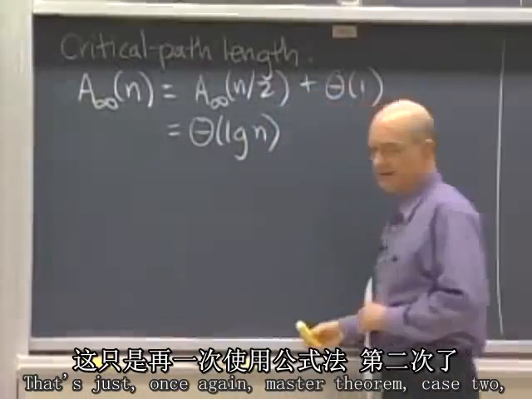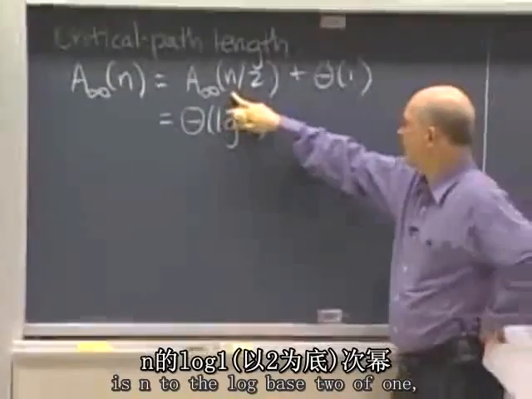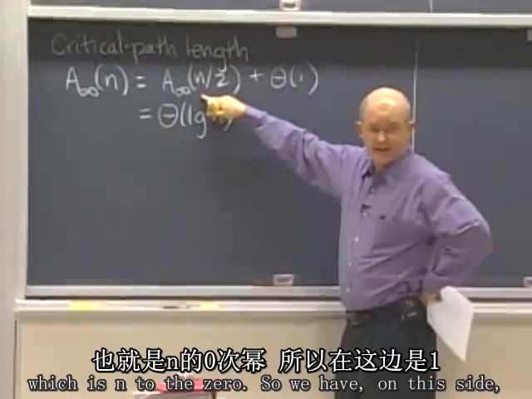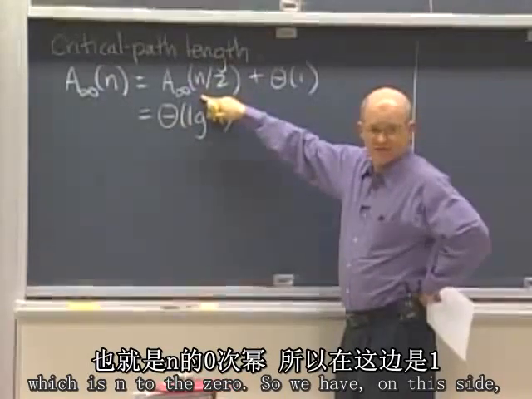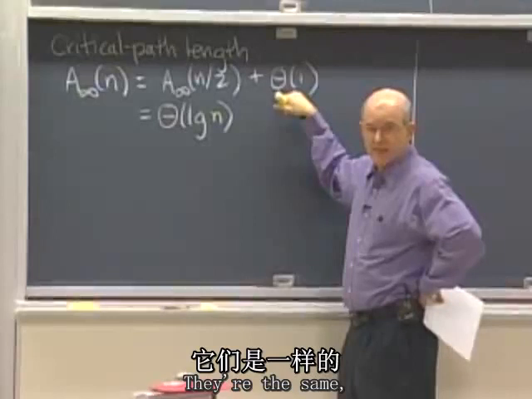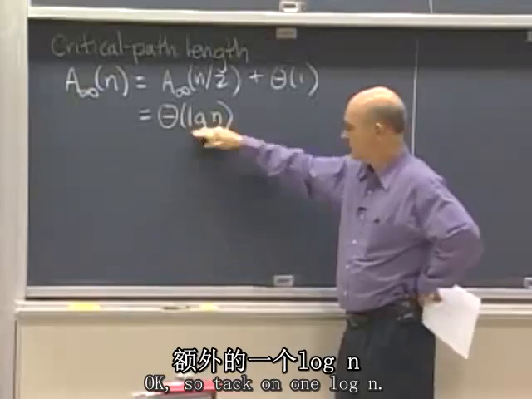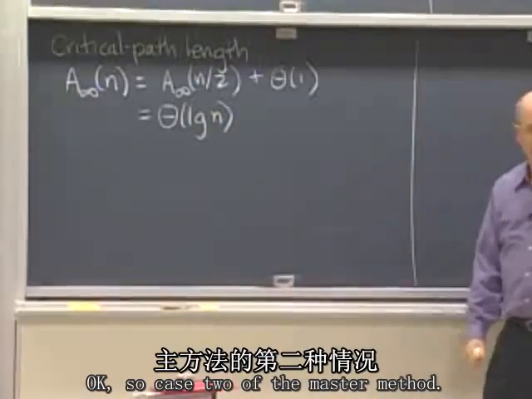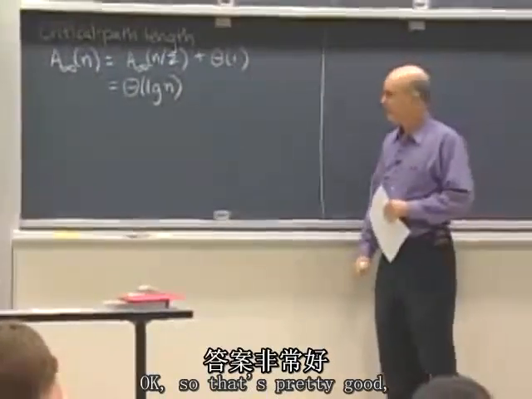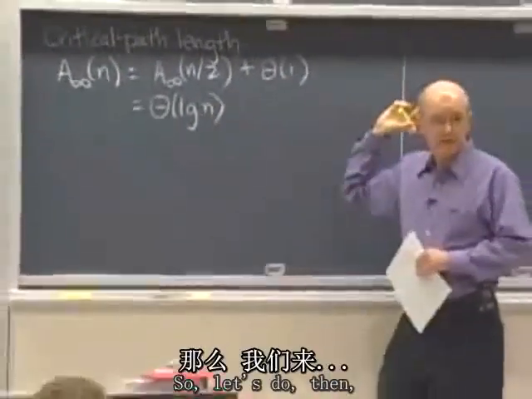Once again, master theorem case 2, because the solution to this is n to the log base 2 of 1, which is n to the 0. So on this side we have 1, and here we're comparing it with 1. They're the same, so therefore we tack on that extra log n. Okay, so case 2 of the master method. Pretty good. That's pretty good because the critical path is pretty short. Log n compared to the work, n squared.